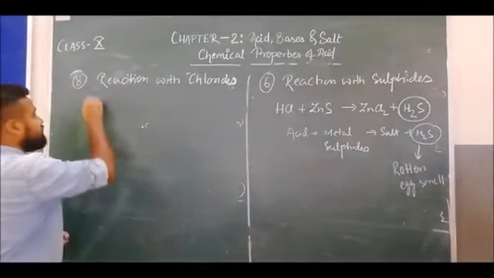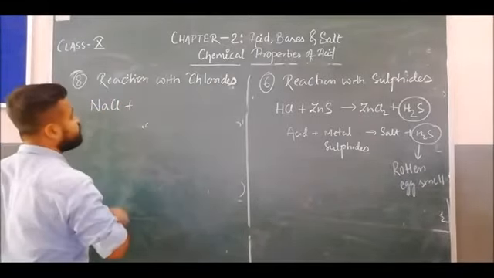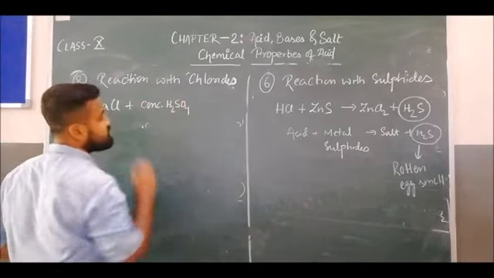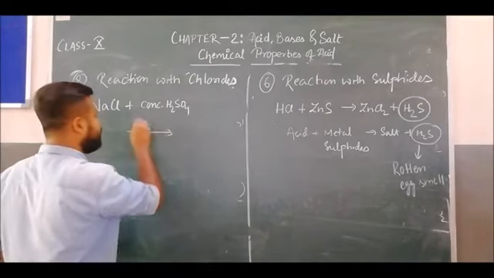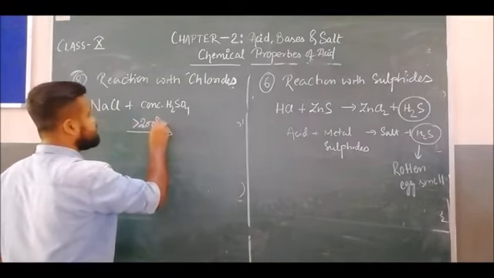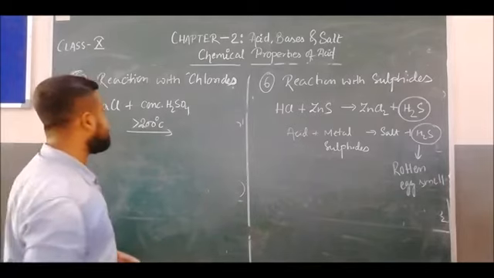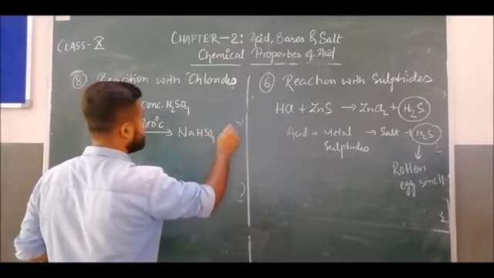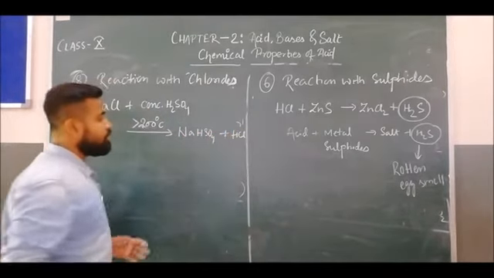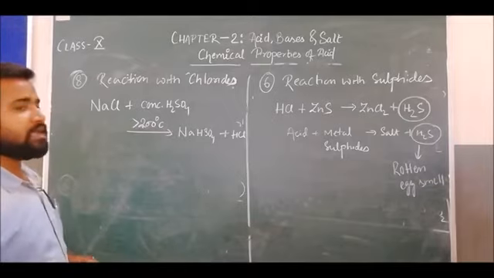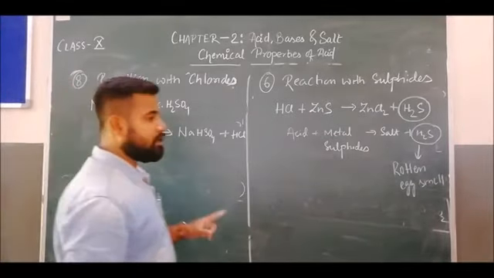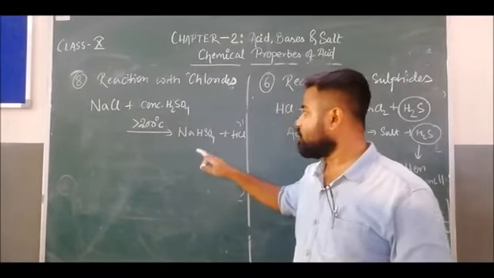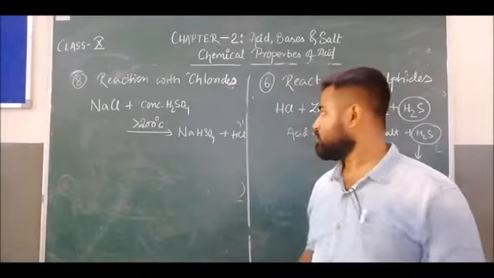So whenever sodium chloride is treated with concentrated H2SO4 above 200 degree Celsius, it gives sodium hydrogen sulfate plus HCl. Okay. So this is the only reaction of chloride with concentrated H2SO4 above 200 degree centigrade, where it gives sodium hydrogen sulfate.